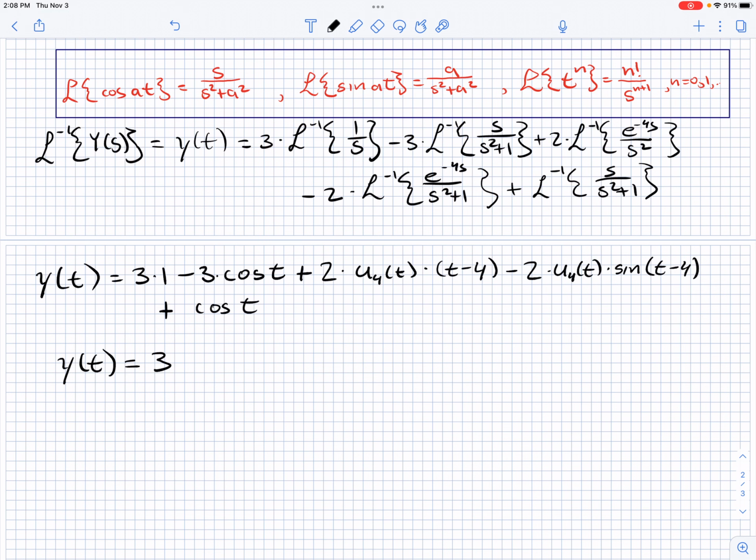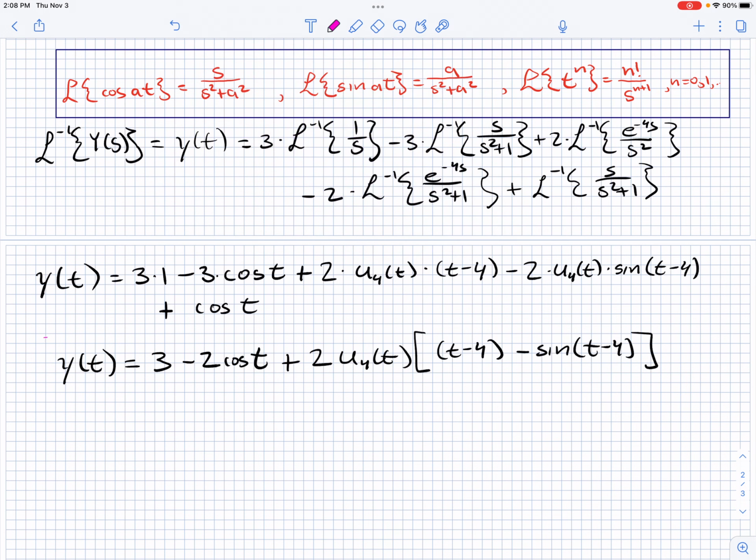Negative 3 cosine t plus cosine t is just negative 2 cosine of t plus, and for cleaning up's sake, I will factor out a 2 u sub 4 of t from each, so it just looks a little nicer. You don't have to do that, but I will. U sub 4 of t, and then times t minus 4 minus sine of t minus 4.